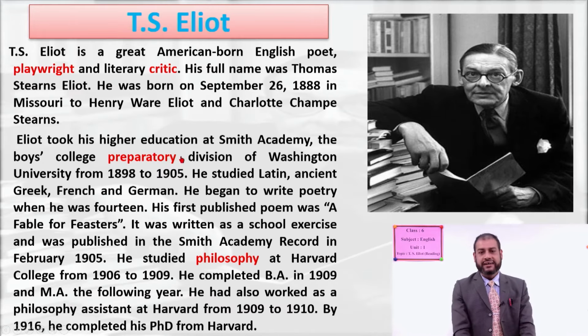Eliot took his higher education at Smith Academy, the Boys College Preparatory Division of Washington University from 1898 to 1905. He studied Latin, ancient Greek, French, and German. He began to write poetry when he was 14. His first published poem was A Fable for Feasters. It was written as a school exercise and was published in the Smith Academy Record in February 1905.